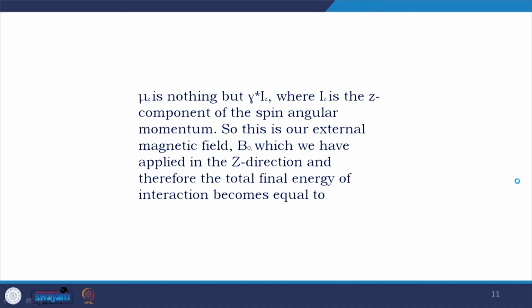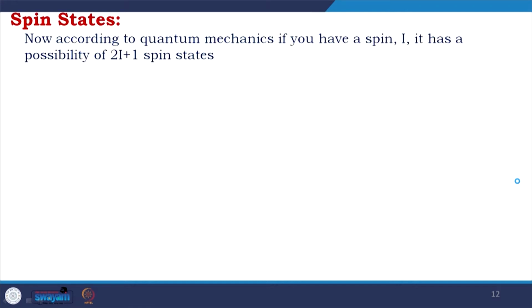So, this is our external magnetic field B0, which we have applied in the z direction, and therefore, the total final energy of the interaction becomes E equal to minus B0 gamma Iz, that is the total energy. We are talking about spin states, and we see that there is a possibility of two states developing. According to quantum mechanics, if you have a spin I, it has 2I plus 1 spin states. We talked about this. So, what is a spin state?